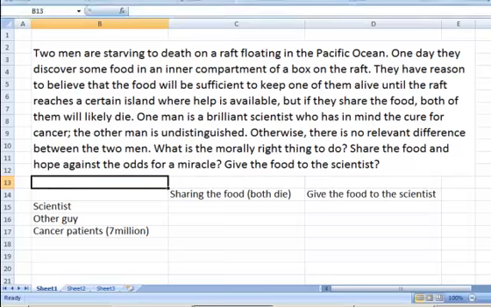Okay, so the easiest way to illustrate this further is just to look at an example.